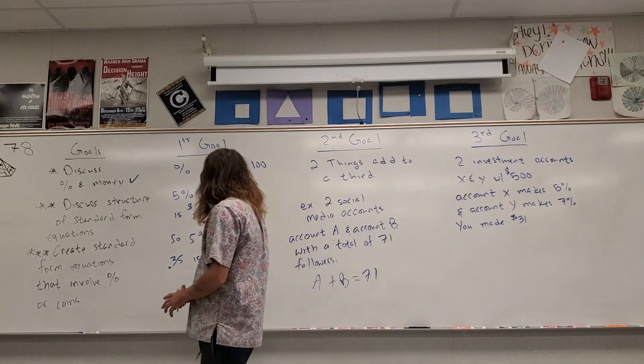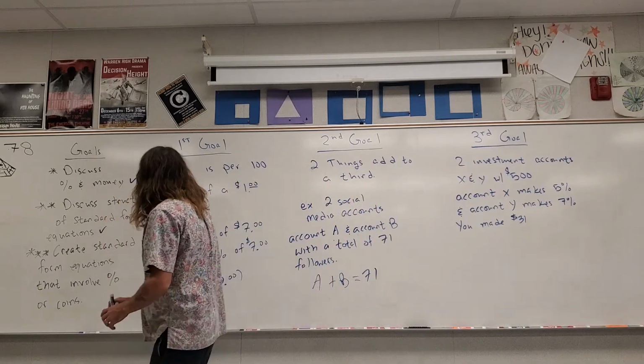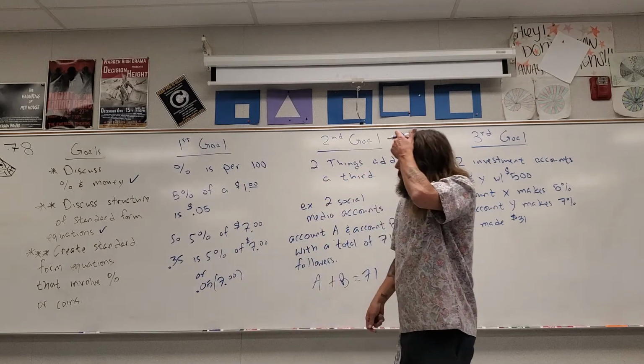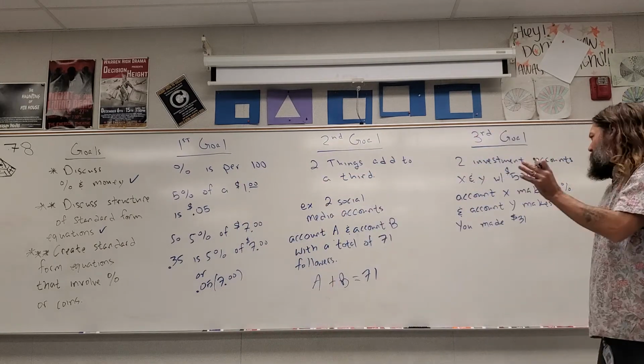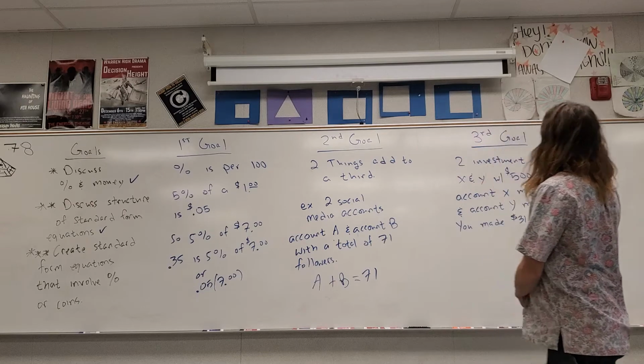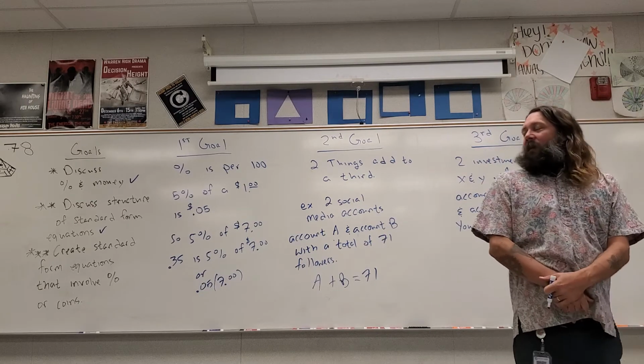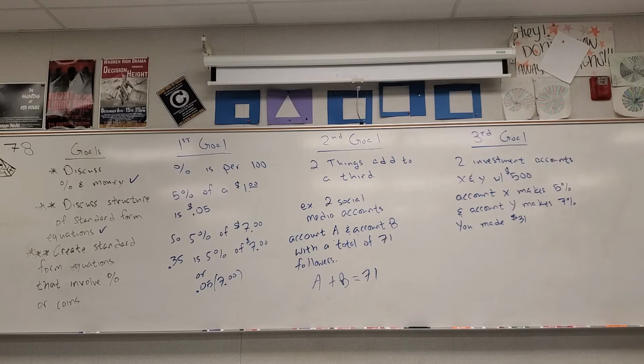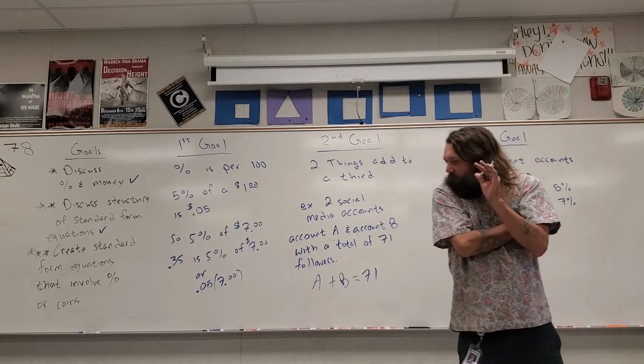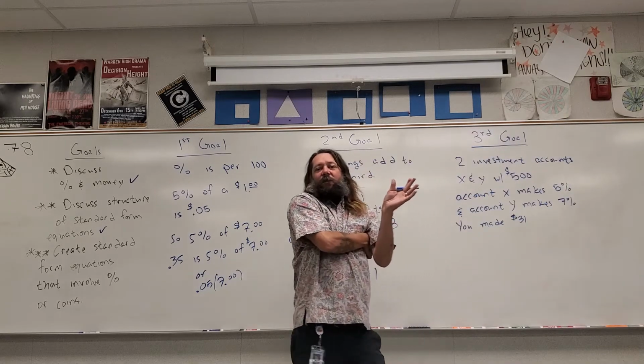All right, so let's move on to our last goal, create standard form equations that involve percentages or coins. I'm only actually going to talk about percentages, but the idea is the same for coins. Okay. All right, so you have 2 investment accounts, X and Y, with $500 total. Account X makes 5% and account Y makes 7%. You made $31. There's 2 numbers in here that are being added to.